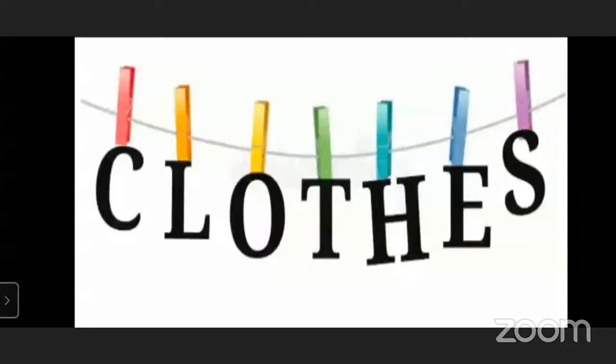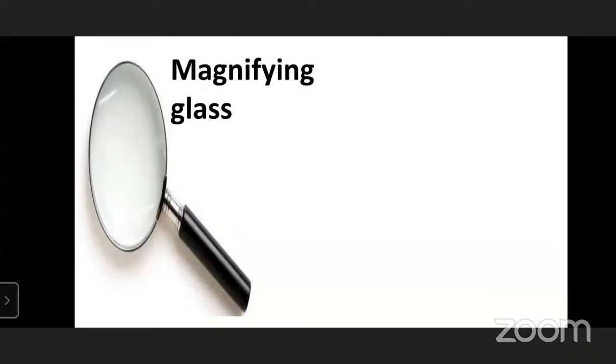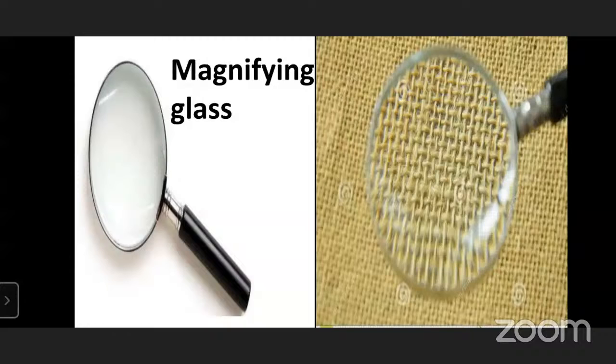Now, can you tell me what is in this picture? Can you guess this? Magnifying glass, very good. Magnifying glasses are a kind of lens, used to make objects appear larger. So let us keep this magnifying glass on a piece of cloth. You can see here we have kept the magnifying glass on a piece of cloth. Now you can see through the magnifying glass.